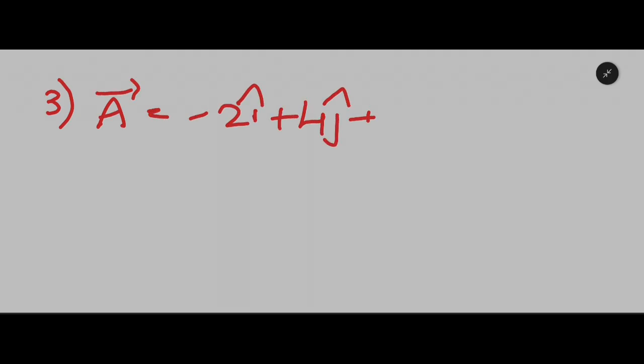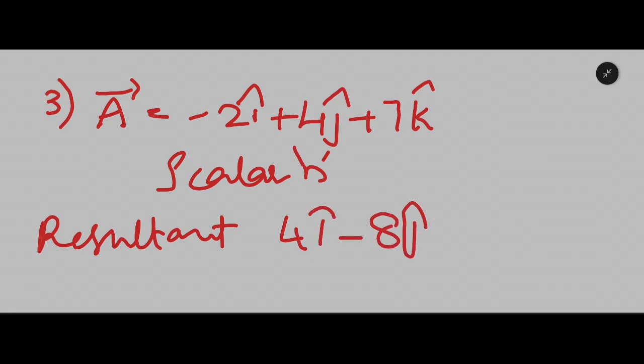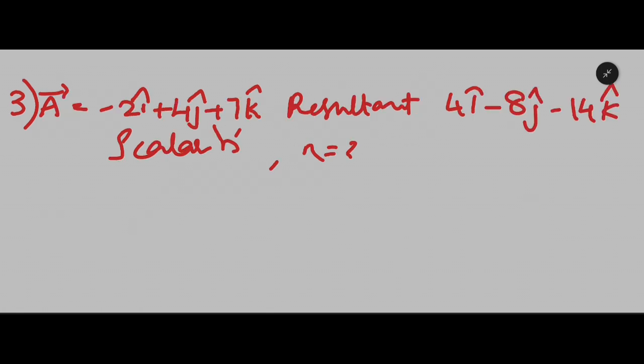Now third question: when A bar is given as minus 2 i cap plus 4 j cap plus 7 k cap and is multiplied with a scalar n, the resultant vector is 4 i cap minus 8 j cap minus 14 k cap. We have to find out what n is. We can do that very easily. Just compare all the coefficients: here minus 2 and here 4, plus 4 and minus 8, plus 7 and minus 14.